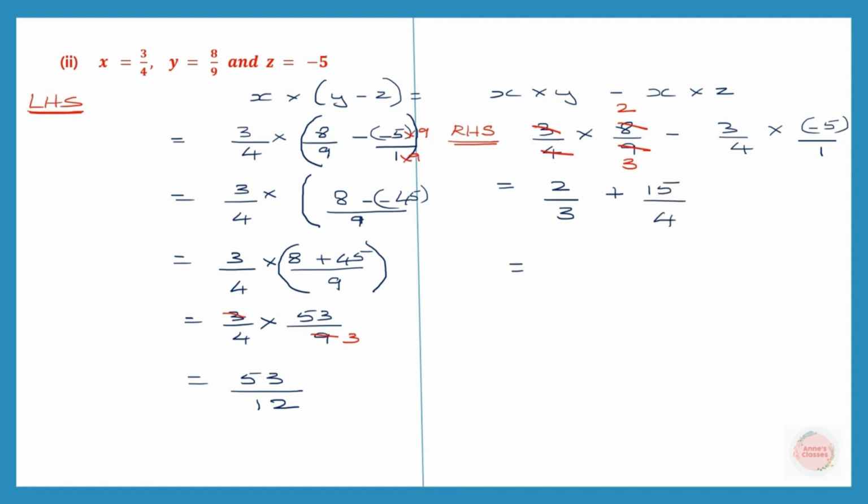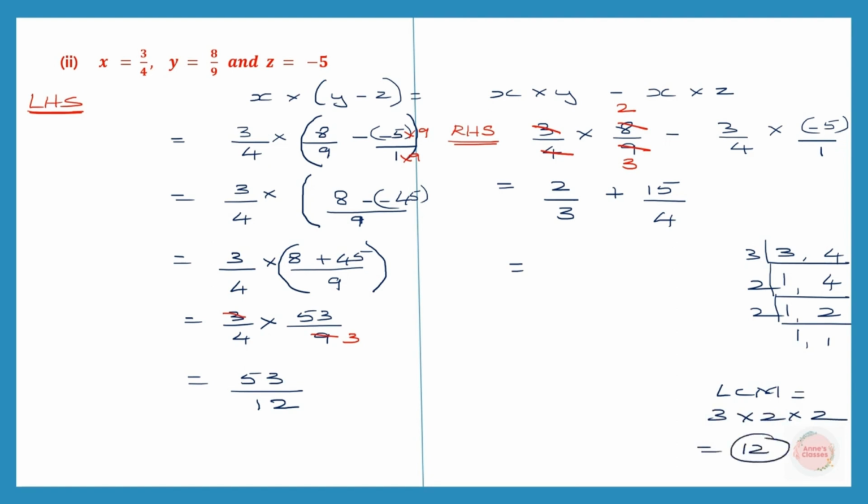So here what do we do? We find the LCM of 3 and 4. 3 and 4, let's use 3 in the beginning. 3 ones are 3, bring down 4. Now use 2. 1, 2 twos are 4, continue 2, 1 and 1. So the LCM here is 3 into 2 into 2. 3 twos are 6, 6 twos are 12. So that's our LCM here, 12.